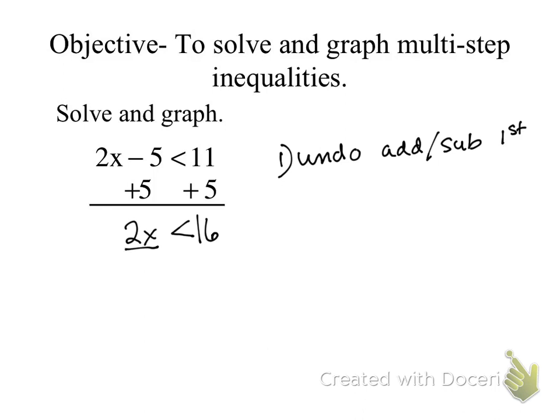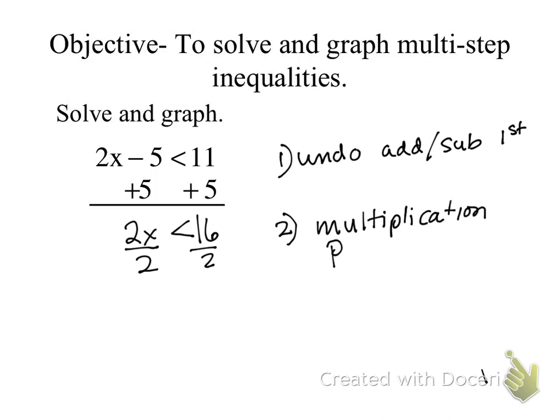Next step, keep going, Jamie. I would divide both sides by 2. Divide both sides by 2. What am I doing when I divide both sides by 2? You're isolating the variable. What property am I using? Property of equality. And what I'm really doing here is multiplication property of equality, because isn't that the same thing as multiplying everything by a half? So when we see division or multiplication, it's the multiplication property of equality.